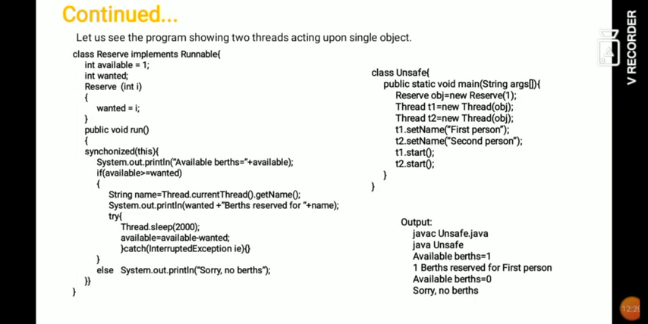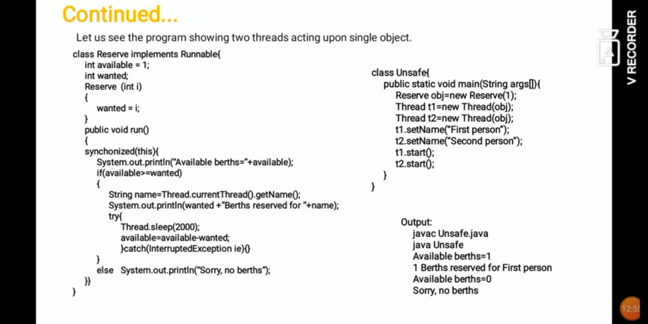Again, it enters into the try block. In the try block, it sleeps for a while to print a ticket. Again, it will update the available births: available is equal to available minus wanted. Wanted was 1, available was 1. 1 minus 1, it will be updated with 0. Then it comes out of the synchronized block. Once it comes out of the synchronized block, thread 2 starts executing.